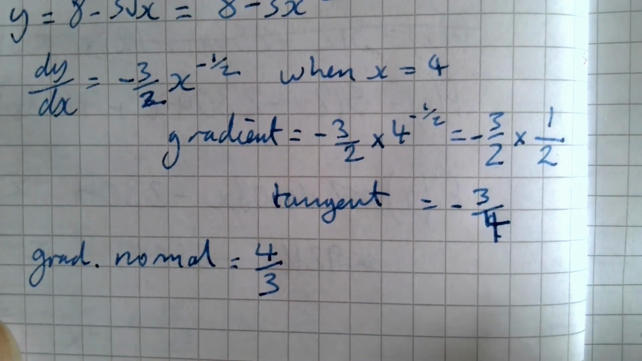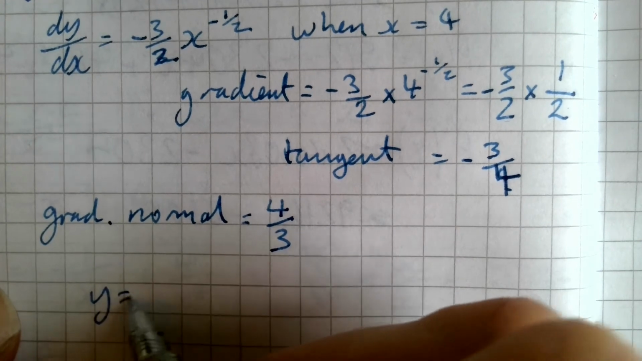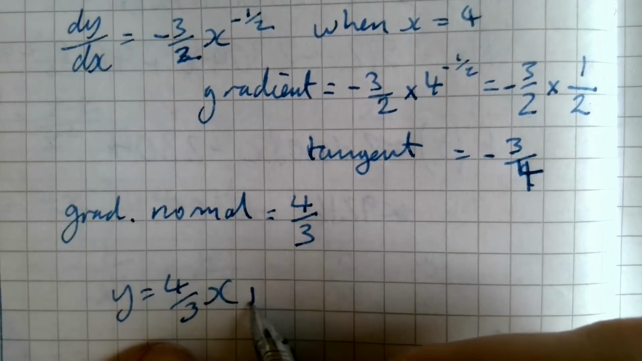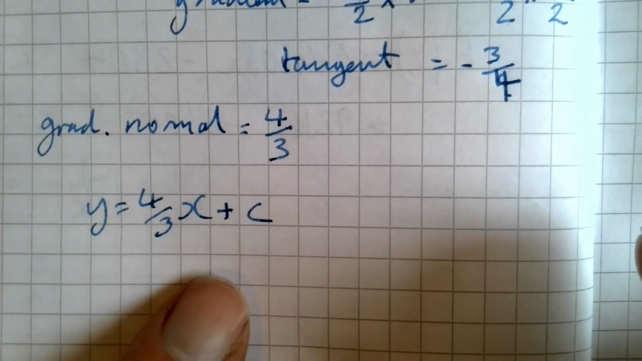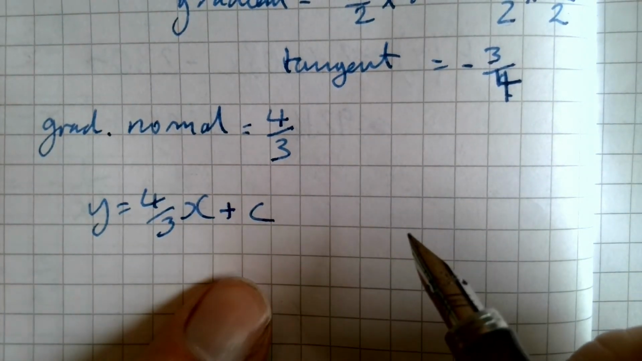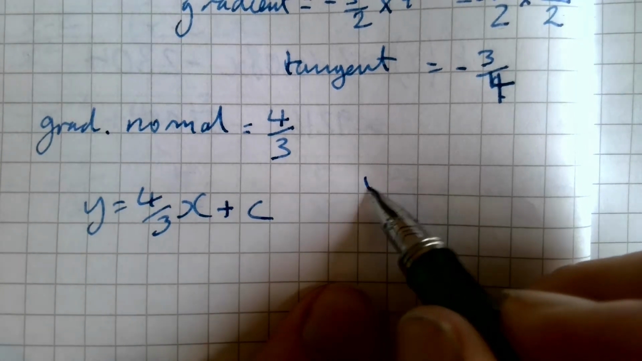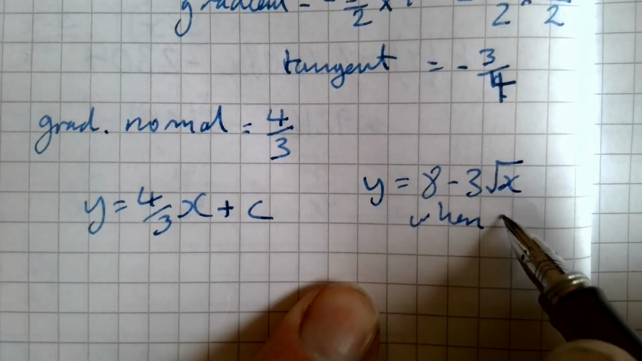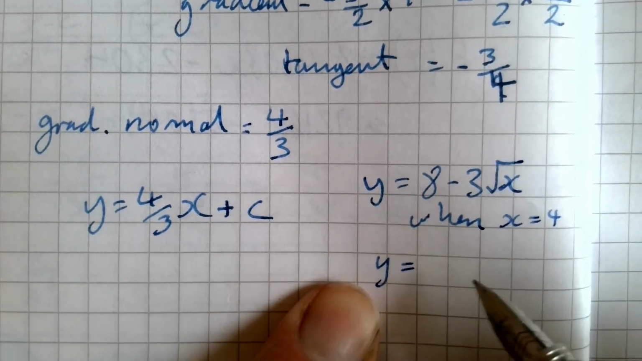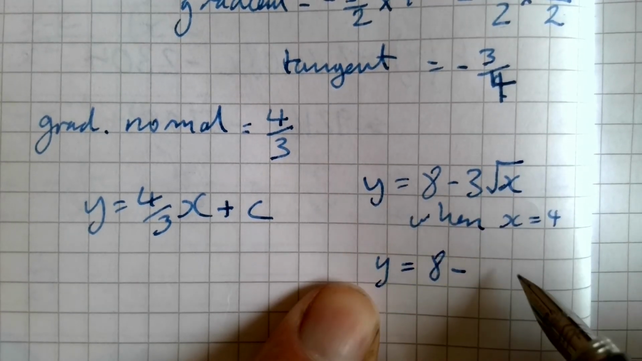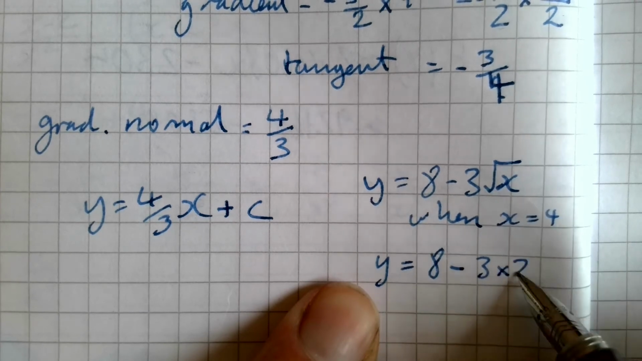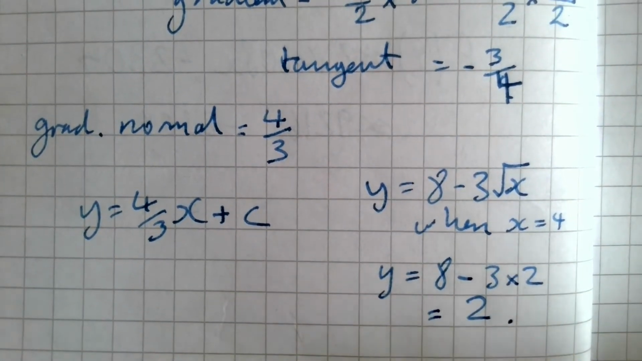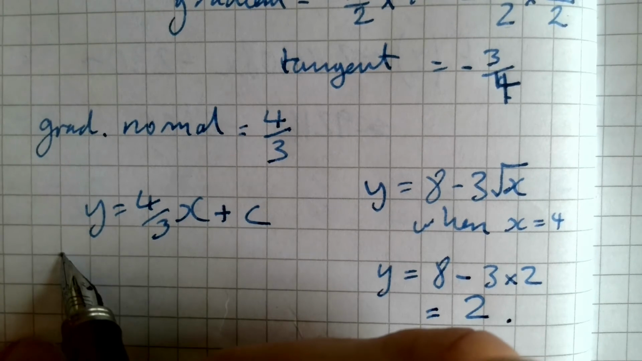So then we can say that our equation is going to be y equals 4/3 x plus c. Now we know what our x value is, but what's our y value? So the original equation was y equals 8 minus 3 root x. Well, we know our x value is 4, so y is going to be 8 minus 3 times the square root of 4, which will be 3 times 2, so take away 6 from that is going to give us a y value of 2.